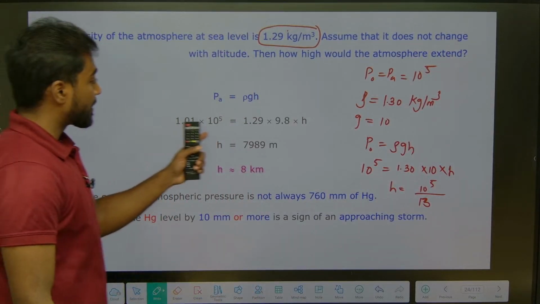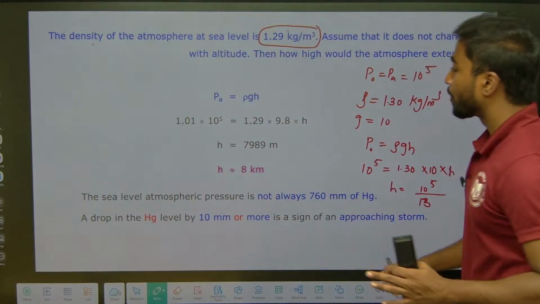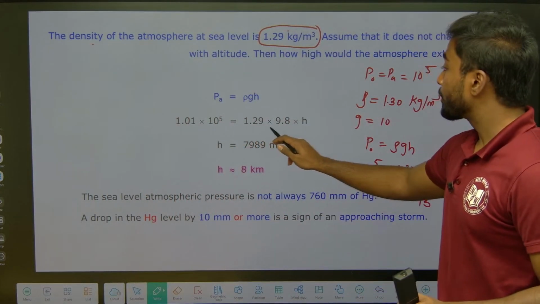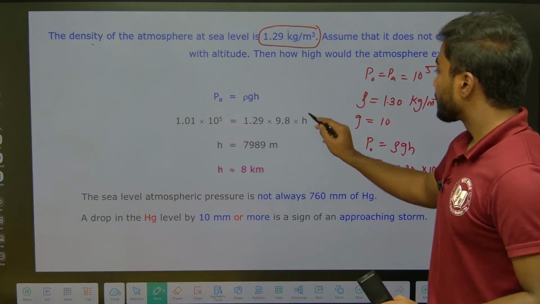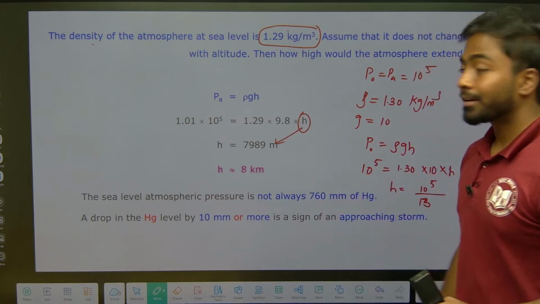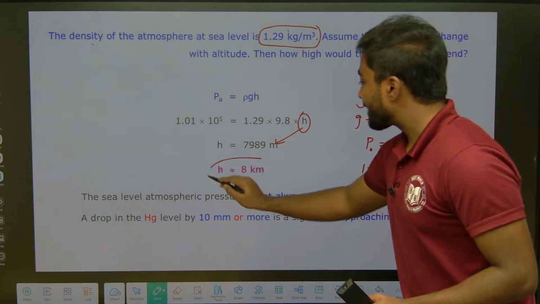Okay. Yeah, the same thing we have followed here. 1.01 into 10 power 5 will be equal to 1.29 into 9.8 into h. So h will be, we will get 7989. So approximately it is 8 kilometer.